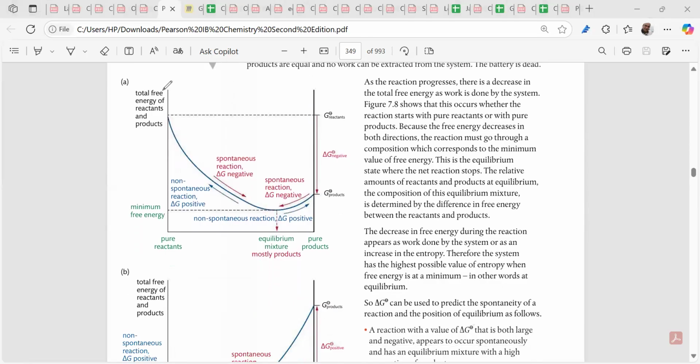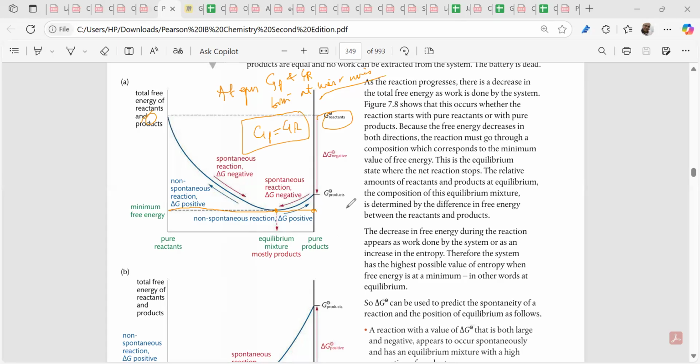Now write down quickly. You'll be getting a graph like this. At equilibrium, write down, GP and GR both will be at their minimum value. This is very important. Minimum value, not zero. This is the reactant and this is the product, at the minimum value. Second, at equilibrium, GP will be equal to GR, at the minimum value.